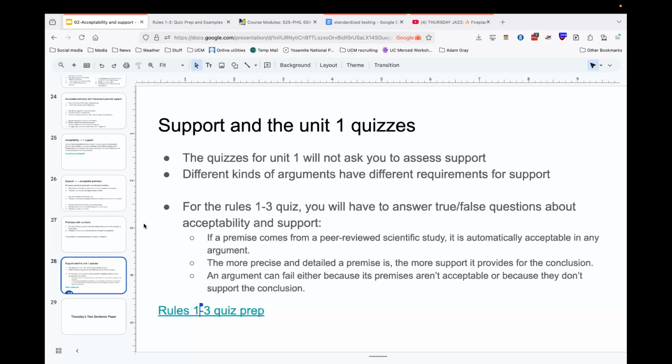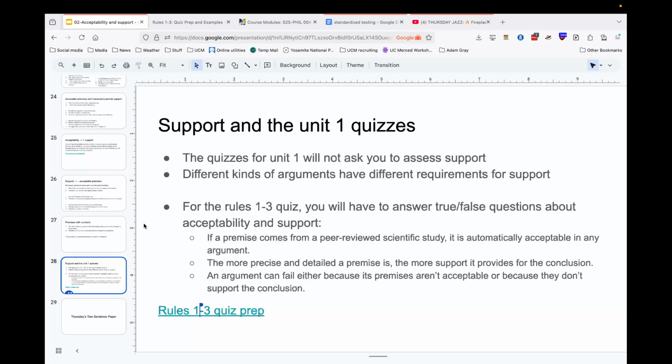One more. An argument can fail either because its premises aren't acceptable or because they don't support the conclusion. Clarification question. Yeah? What do you mean by fail? What part of the argument failed? You convincing somebody? More or less. Is this one true or false? An argument can fail either because its premises aren't acceptable or because they don't support the conclusion.